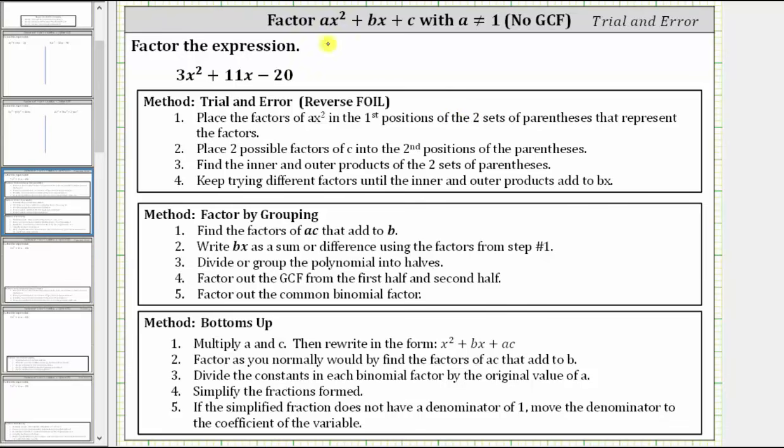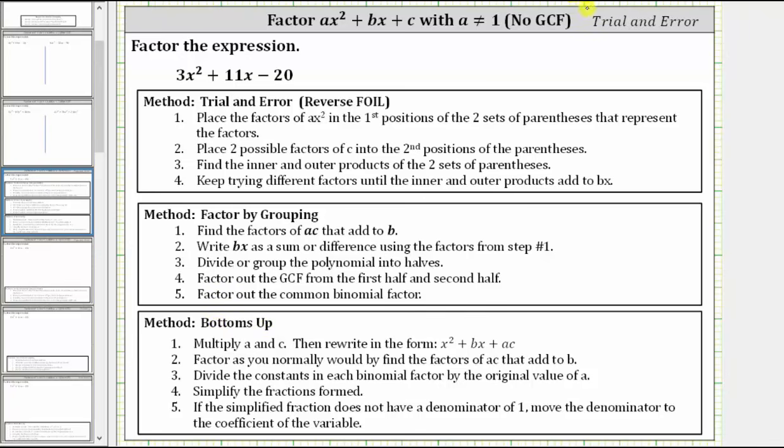In this video, we will compare three common methods for factoring a trinomial in the form ax squared plus bx plus c with a not equal to 1 and no common factor other than 1. We will look at the methods of trial and error, factor by grouping, as well as bottoms up.